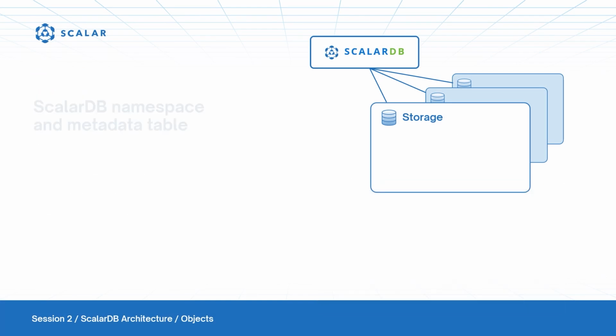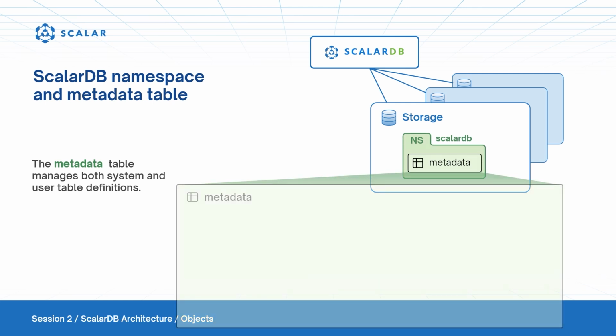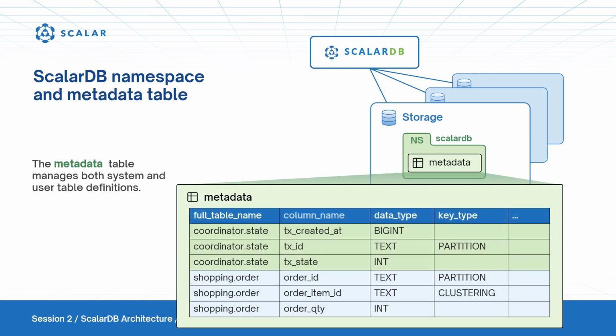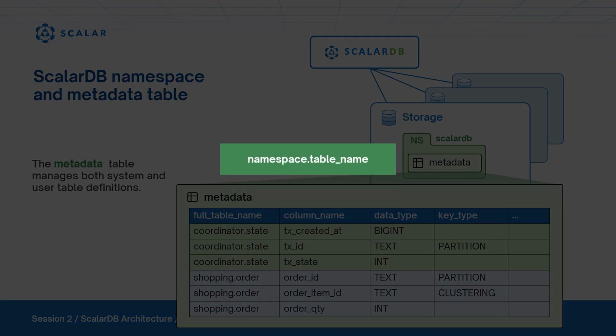The metadata table in the ScalarDB namespace manages both system and user table definitions. It is created in each database. The metadata table defines the column names, data types, and key types for the full table name. The full table name is a combination of the namespace and a table name.